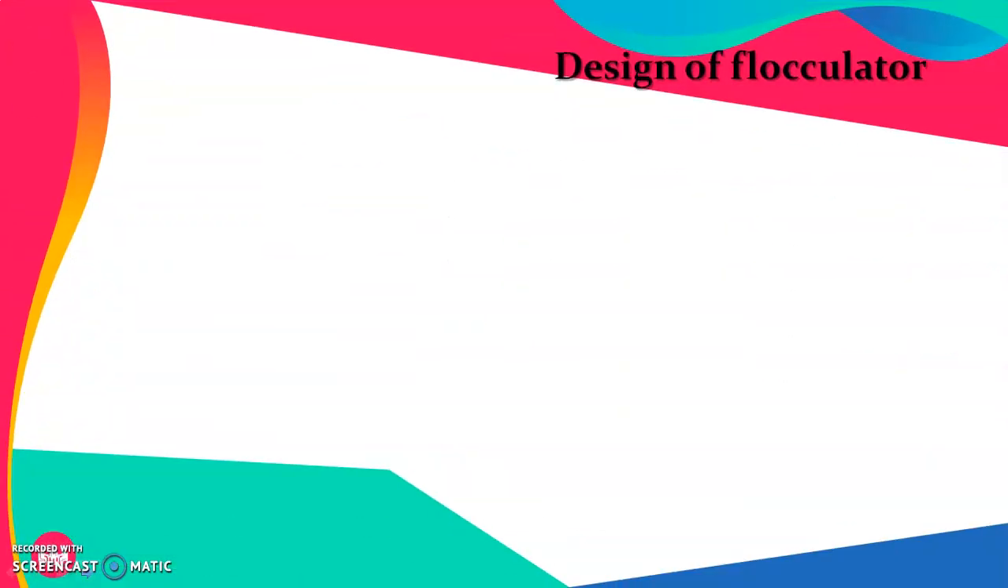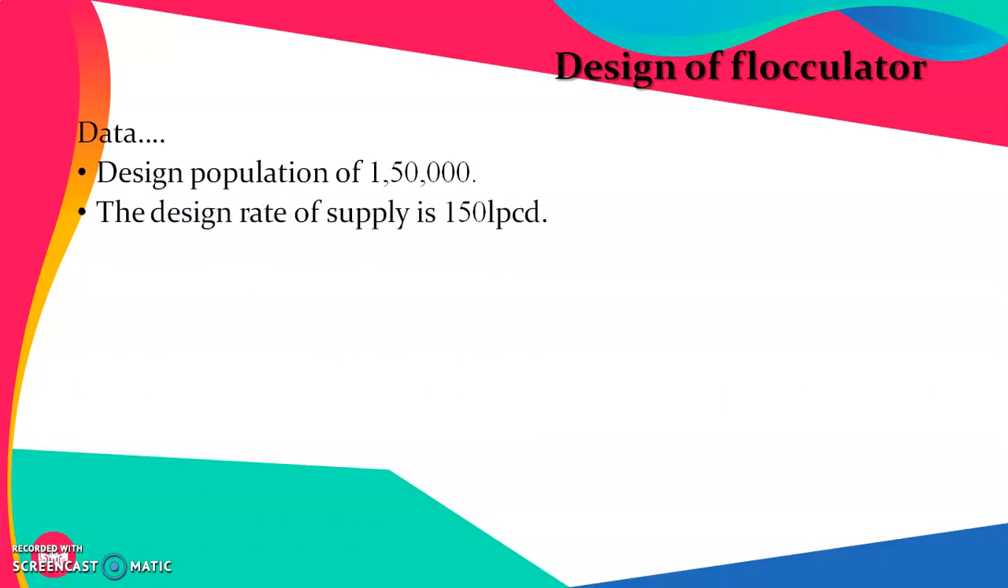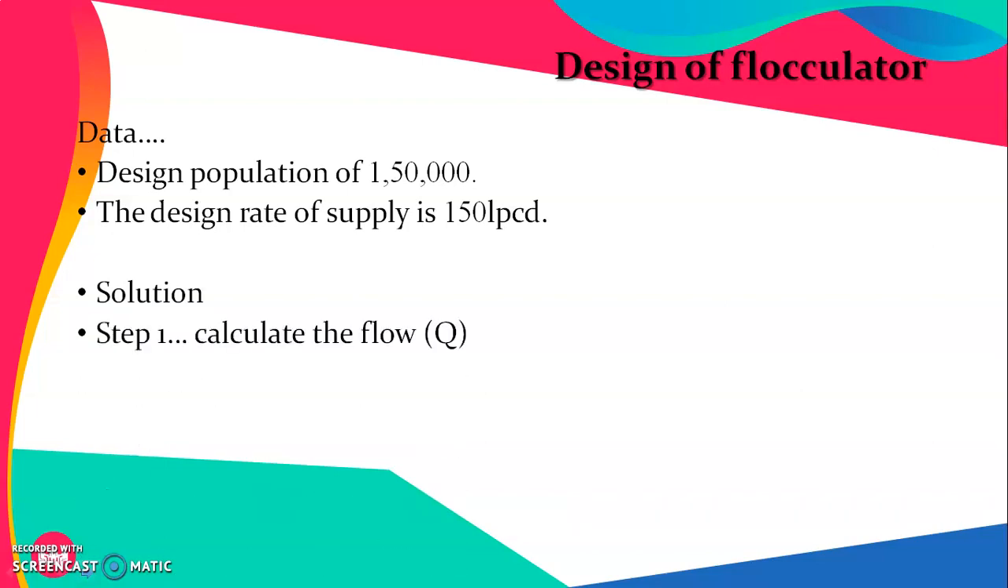Now let's try to understand all these things in terms of a certain design of flocculator. Design of flocculator for the design population of 1,50,000 and the design rate of supply is 150 LPCD. This is the common type of data which is available to an engineer at the time of design. So we can find out its solution.